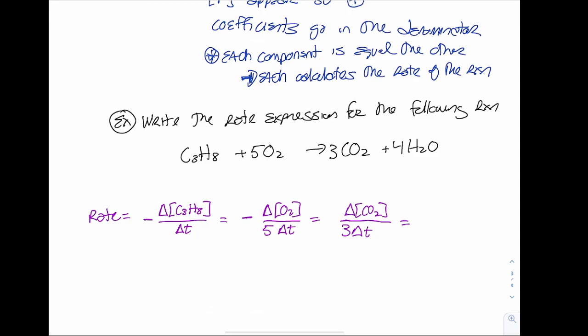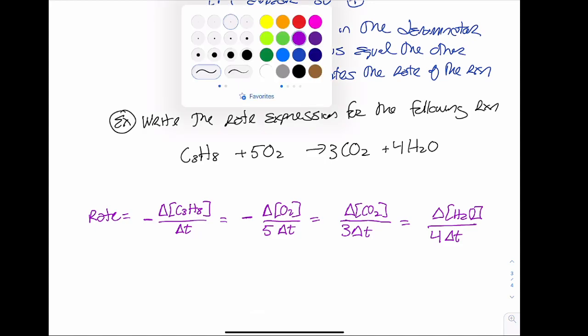And then my last one, change in concentration of water over change in time. Again, it's a product, it's appearing, so positive value. I have a coefficient of 4, so that goes in my denominator. So this would be my rate expression for this reaction. We can actually go backwards if we wanted. Let's do one more.